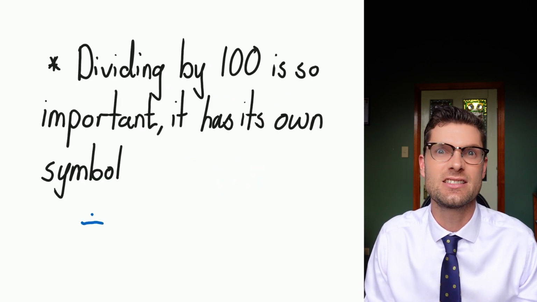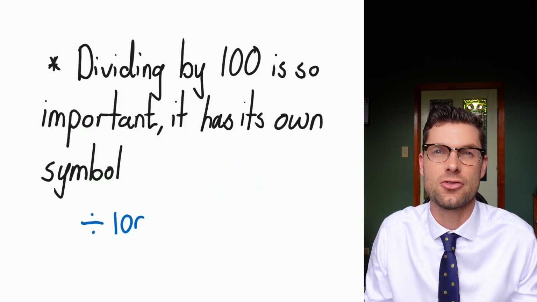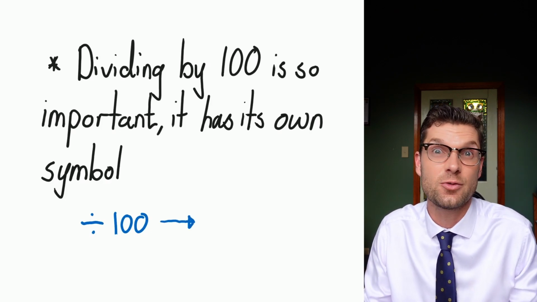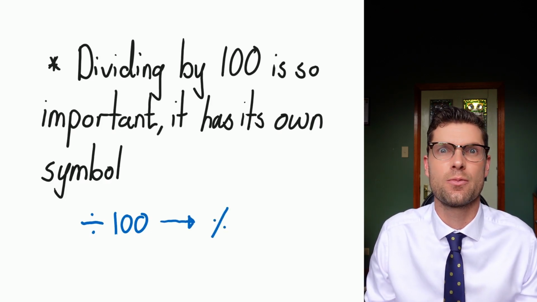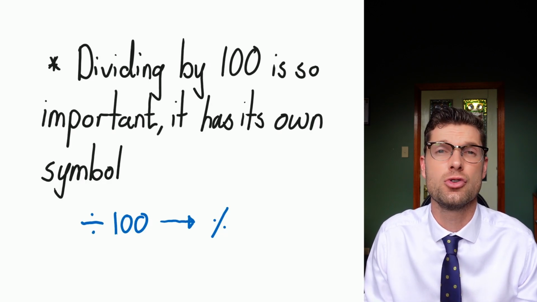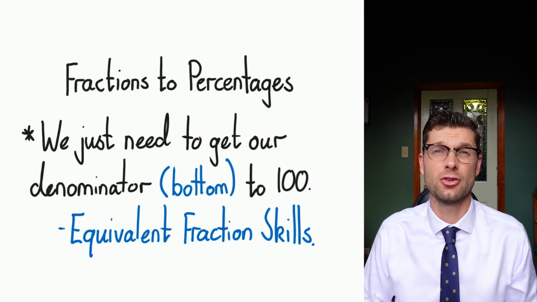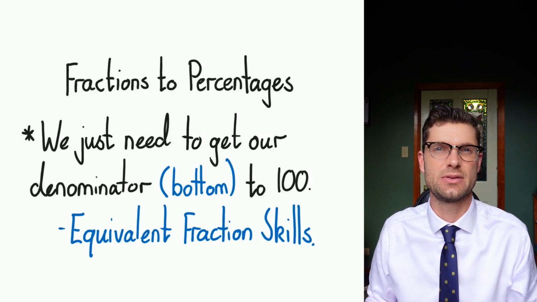Dividing by 100 is such an important skill that it has its own symbol. It's actually just the division sign rotated a little bit, and that's what a percentage sign looks like. This is so important that maths people came up with a whole new symbol for it because it does pop up so often. So the first skill we've got to look at is how to turn fractions into percentages.